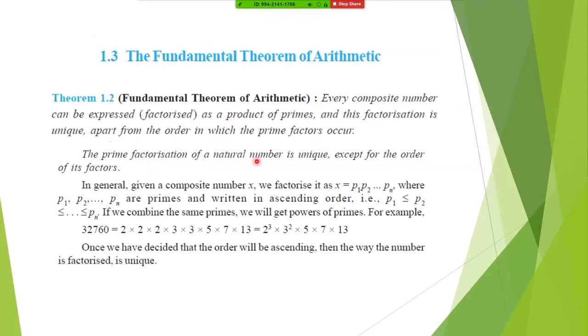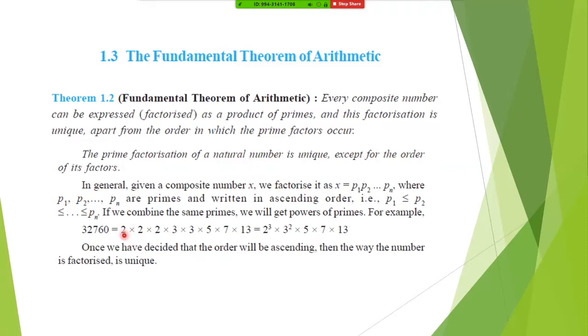The prime factorization of a natural number is unique except for the order of its factors. Unique means if you find the prime factors of 5 or 10 or 20, everyone is unique as per their rules. But you can have a change in the order of the factors.